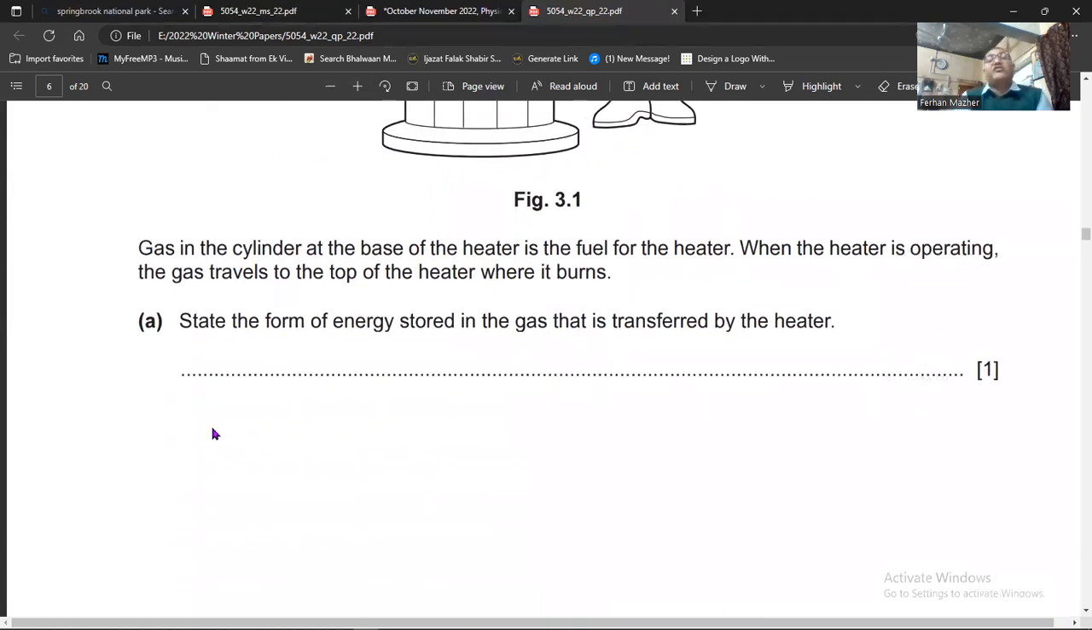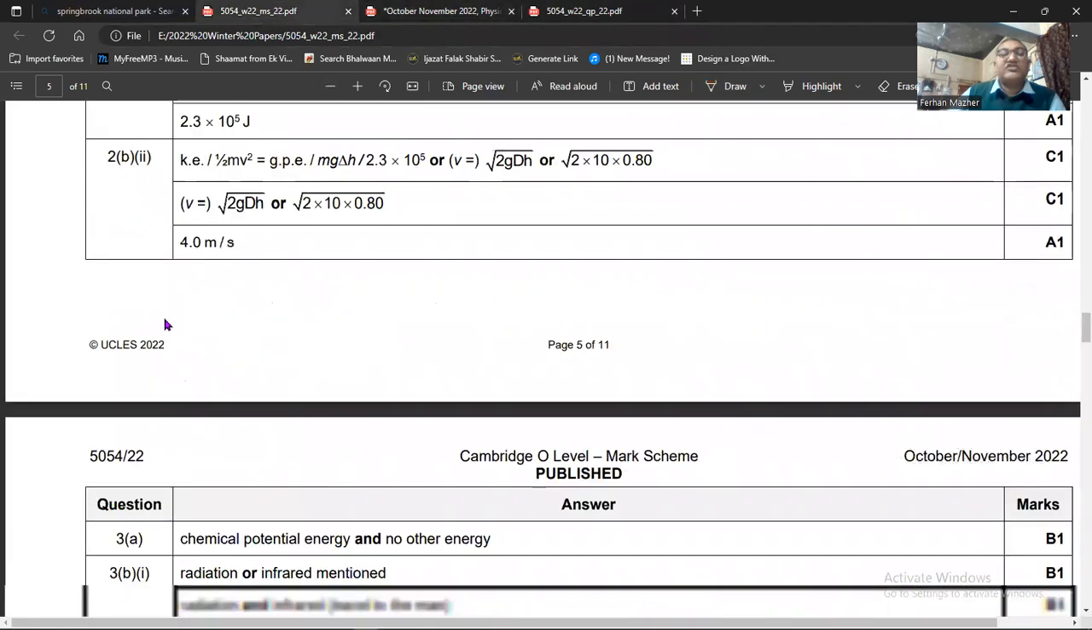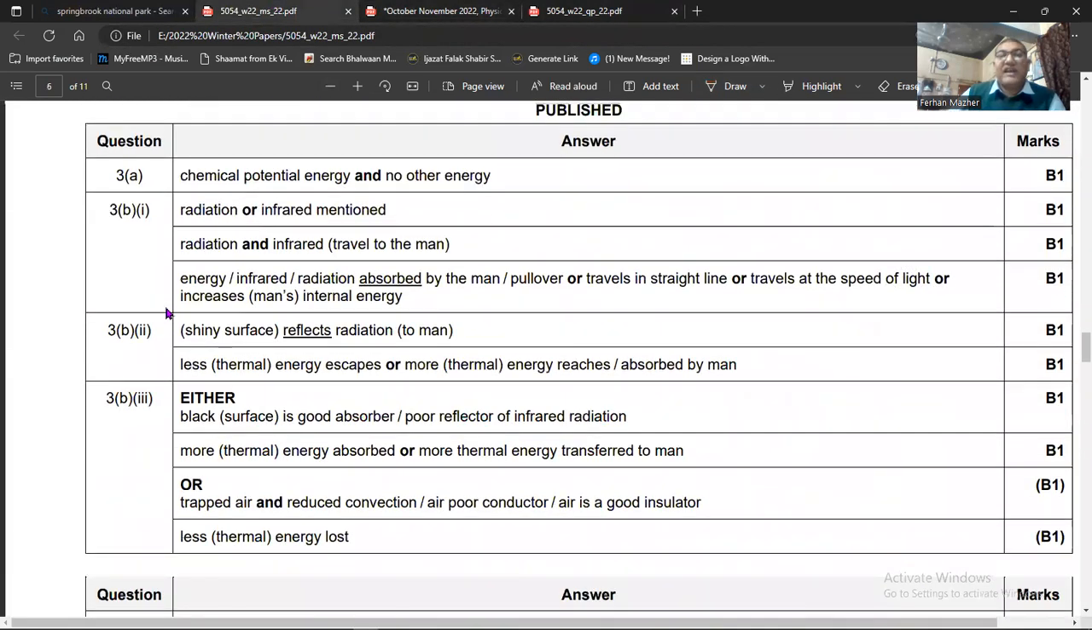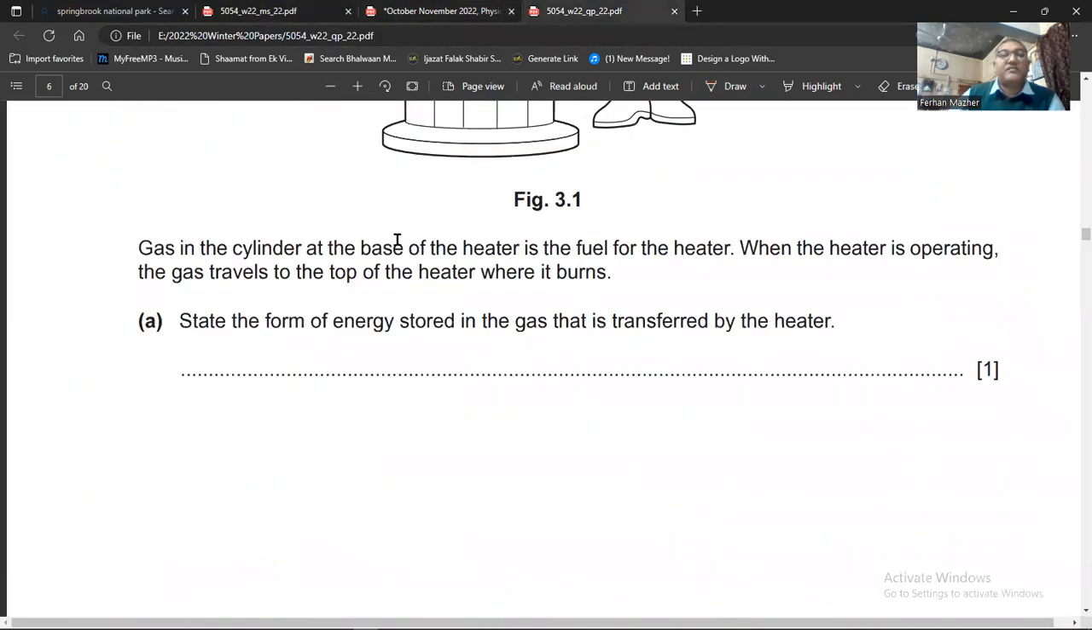When the heater is operating, the gas travels to the top of the heater where it burns. State the form of energy stored in the gas that is transferred by the heater. So the gas has chemical potential energy. You only have to state the name. The gas will have chemical potential energy. Our answers are right. Okay.